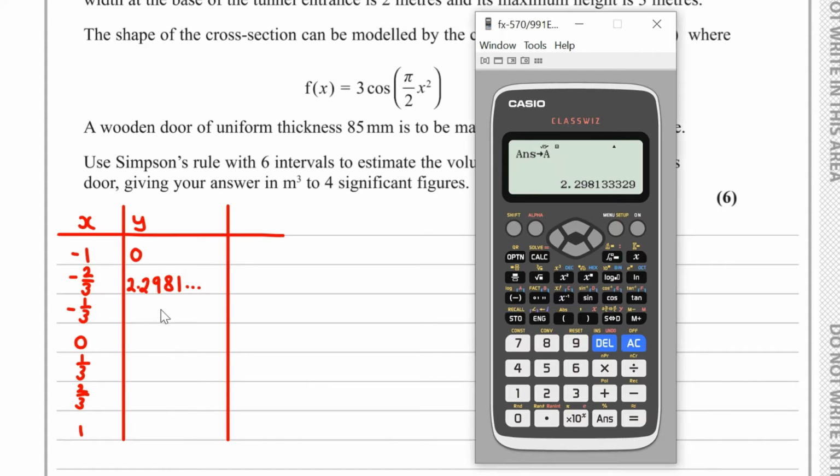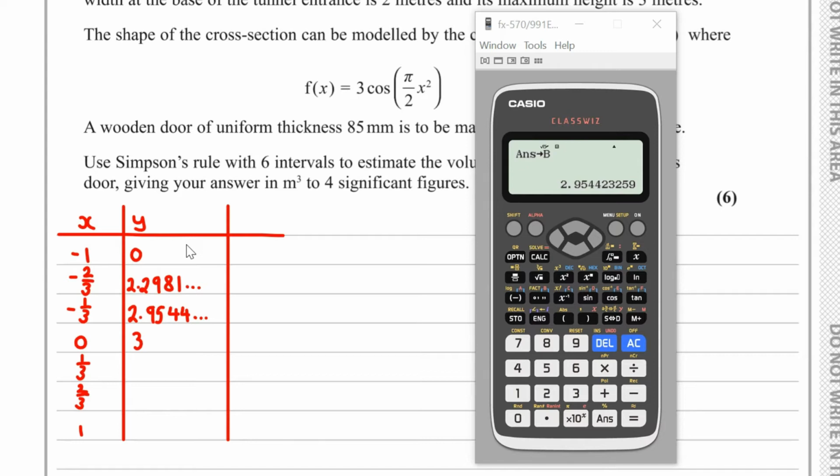For the next value, we have to change this to a -1/3. So it turns out here we get 2.9544, etc. Let's store this into B, and then when we're at 0, of course, we'd have 3 lots of the cosine of 0, which is just 3.